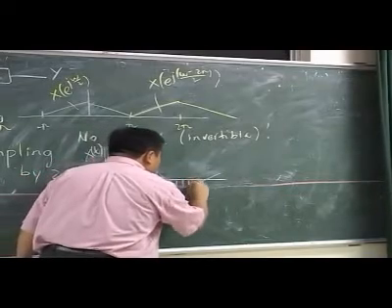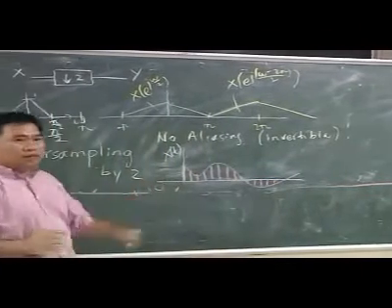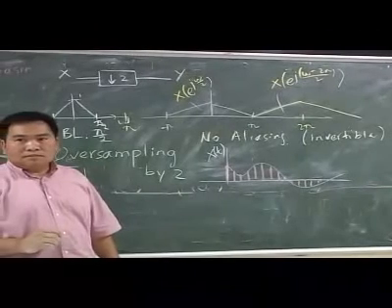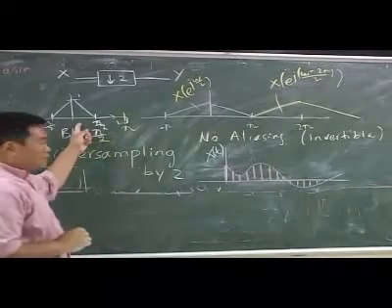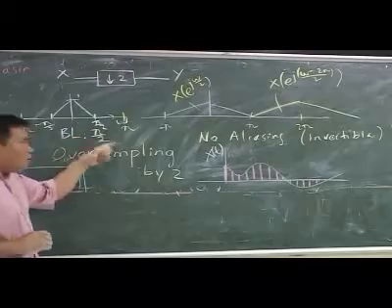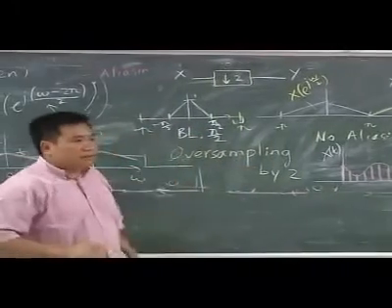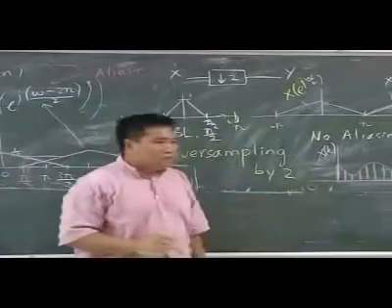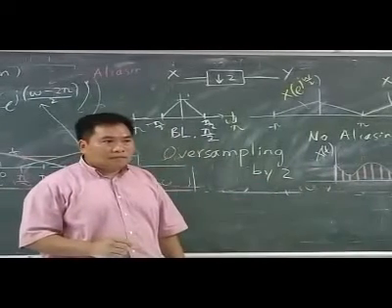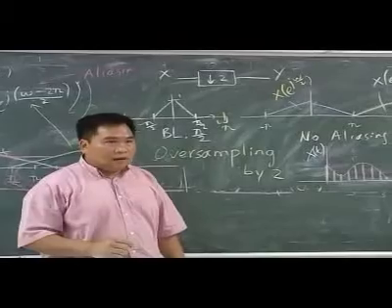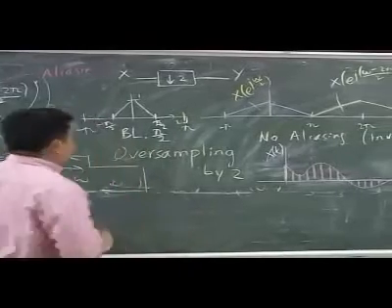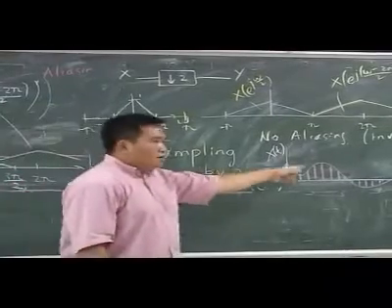Too many samples. That's what it means. How do I fix it? How do I get critical sampling from this signal? Well, suppose you don't know this. How do I do it?